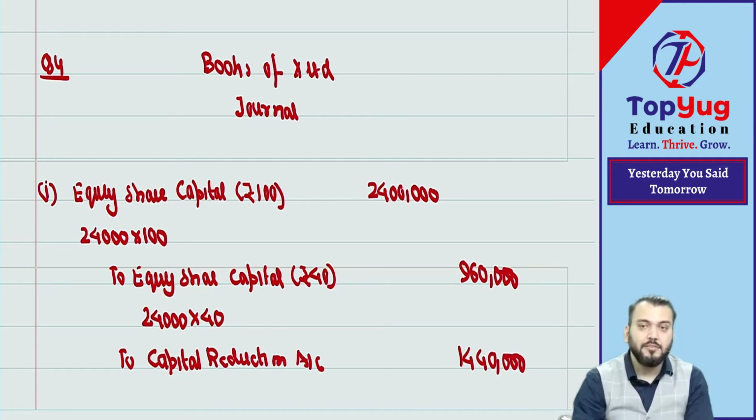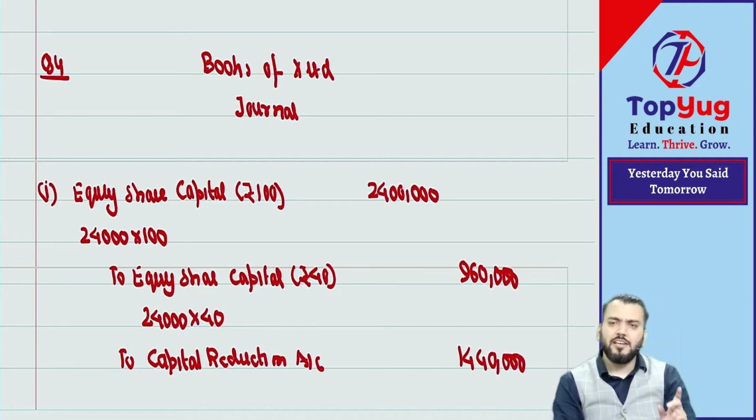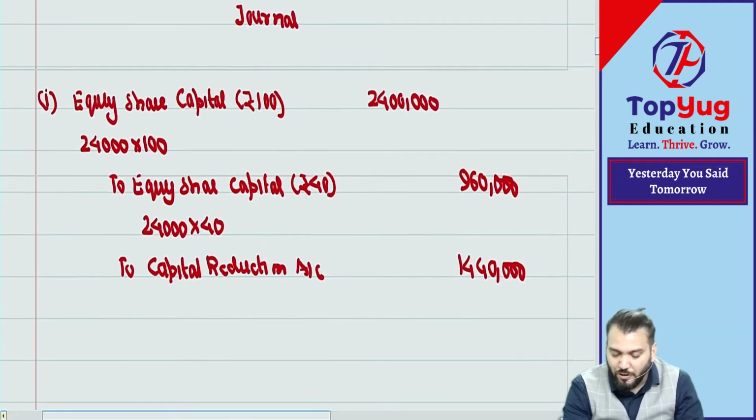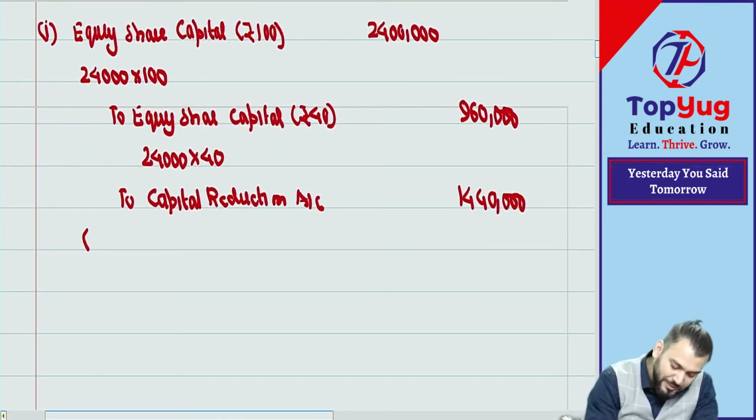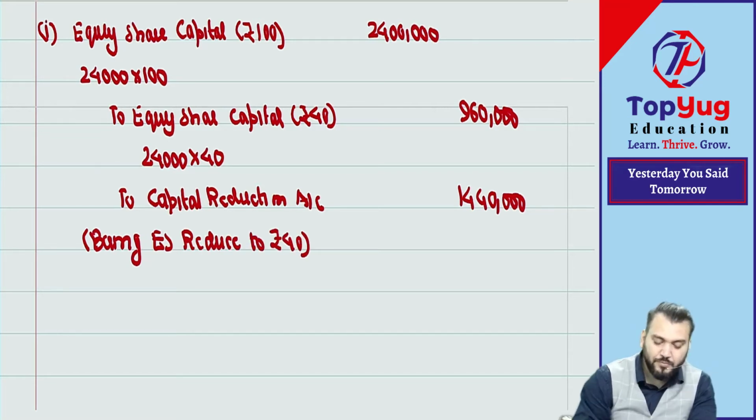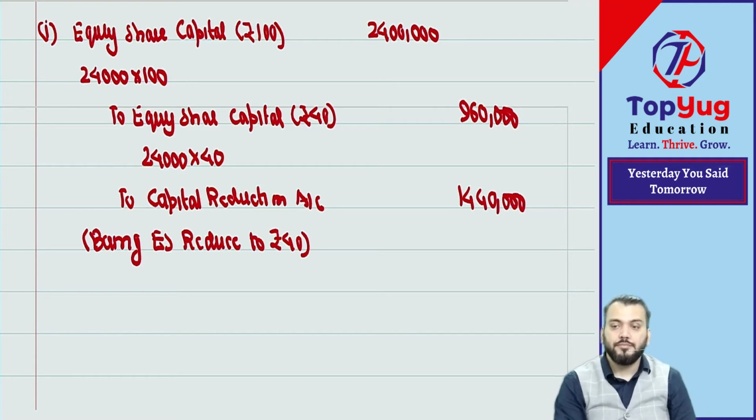Very simple. Each journal entry will carry 1 mark. With narration you should write down. So now we write a short narration. Being equity shares reduced to rupees 40. Simple narration.